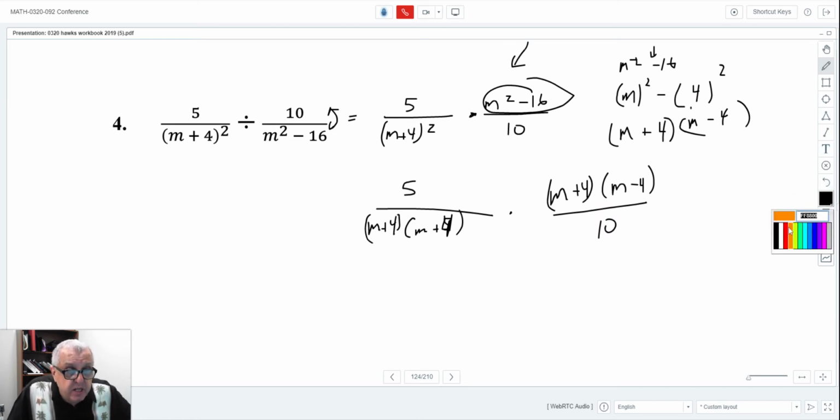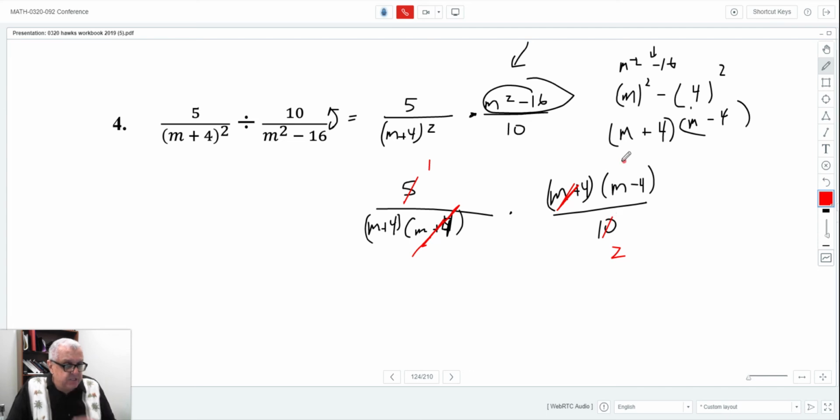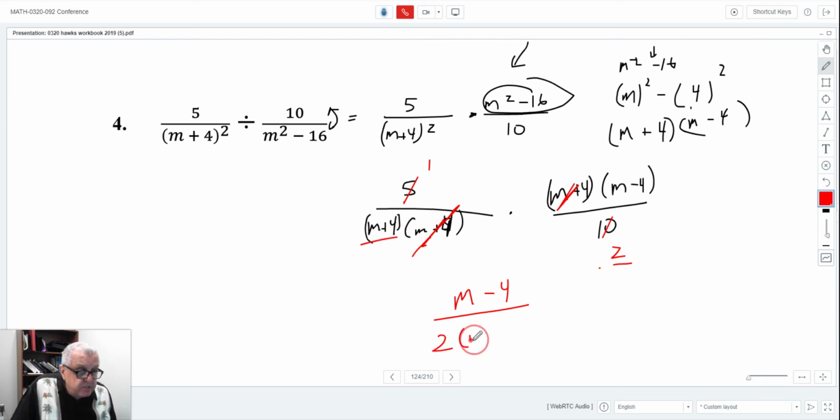The only other step left is to cancel any top and bottom. M plus 4 cancels with m plus 4. By the way, 5 goes into 5 one time, 5 goes into 10 two times. Do you see the 5 and the 10 reduces? So on top, I'm left with 1 times m minus 4, which is just m minus 4. And on the bottom, 2 times m plus 4.